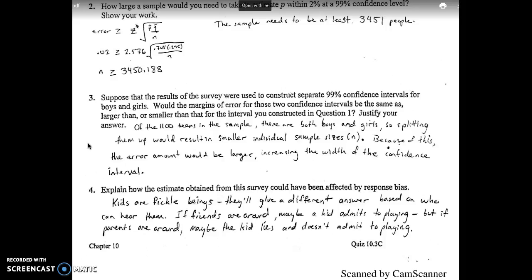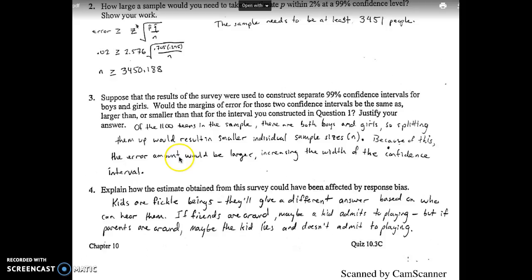So the basic concept here is we're looking at the same 1,100 person sample, and if we break those 1,100 people into boys and girls, we're basically guaranteed some of them are going to be boys and some of them are going to be girls. There's no way that we're going to take 1,100 people randomly and end up with all boys or all girls. So when we split this up by gender, each of the samples is going to be smaller than 1,100.